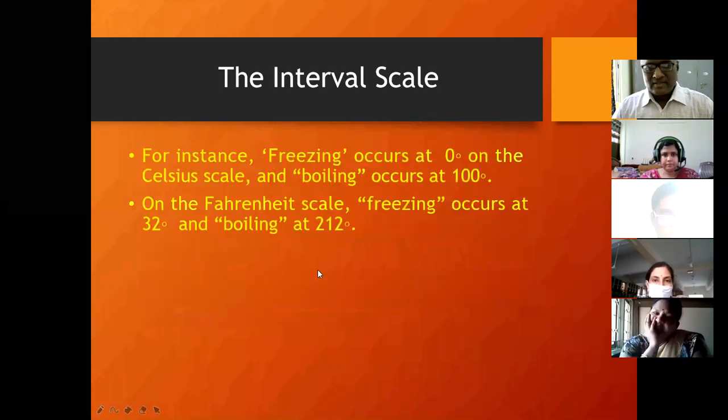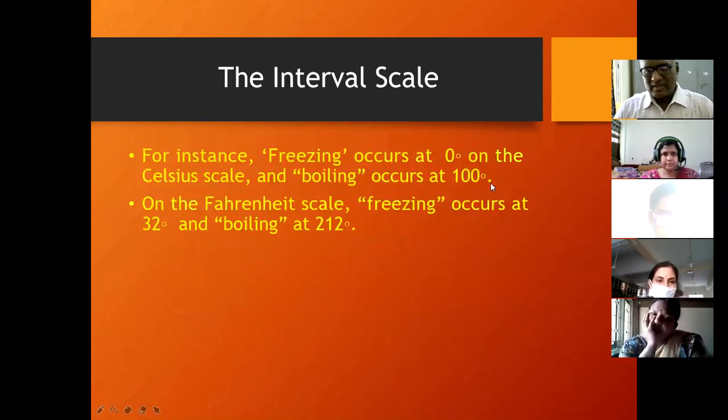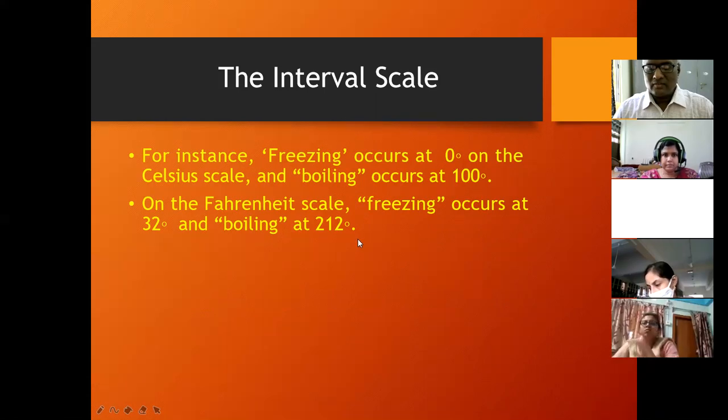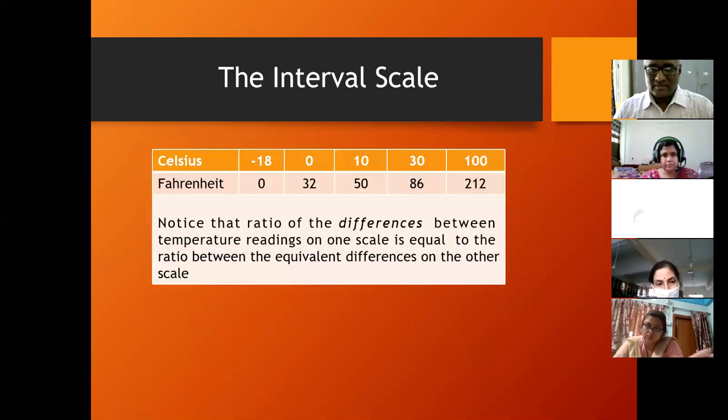Suppose, for instance, freezing occurs at 0 degree on the Celsius scale and boiling occurs at 100 degree Celsius. If you go to the Fahrenheit scale, freezing occurs at 32 degree and boiling at 212 degree. These values are different, but boiling and freezing are the same using two different scales. This is the scale of measurement.